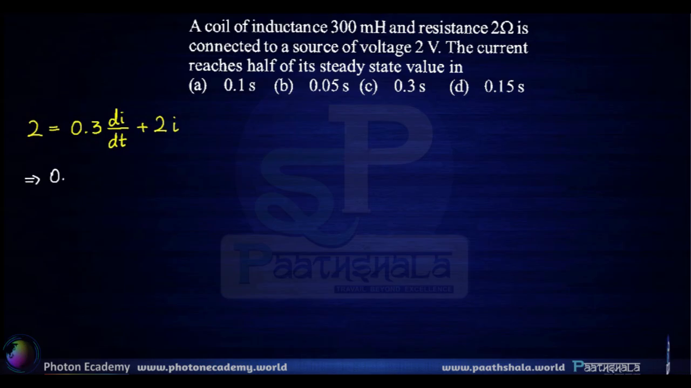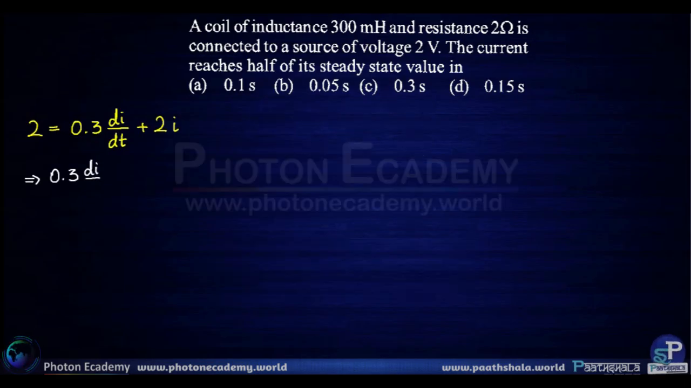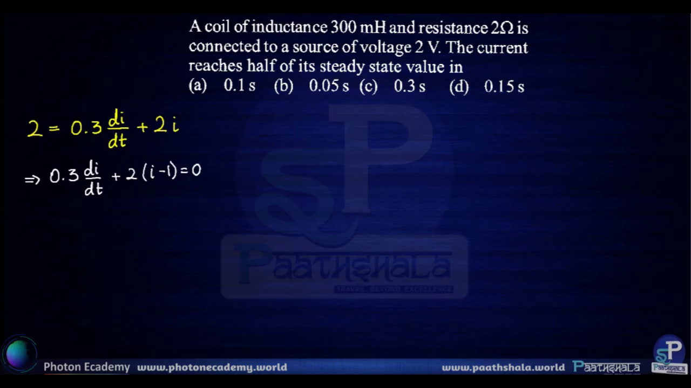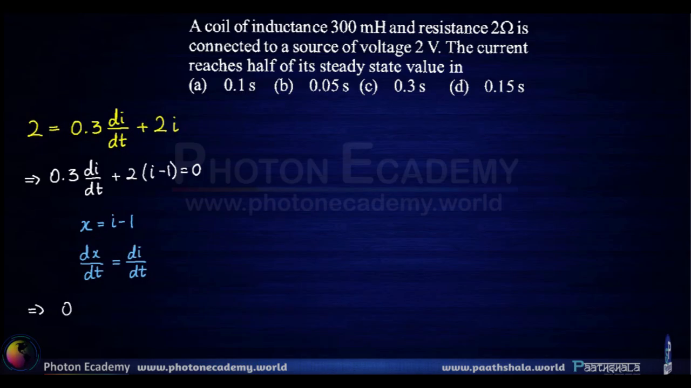So this is equal to 0.3 di by dt plus 2 times (I minus 1) is equal to 0. In this expression, if we write x is equal to I minus 1, then we have dx by dt is equal to di by dt. Therefore, the equation just simplifies to 0.3 dx by dt plus 2x is equal to 0.